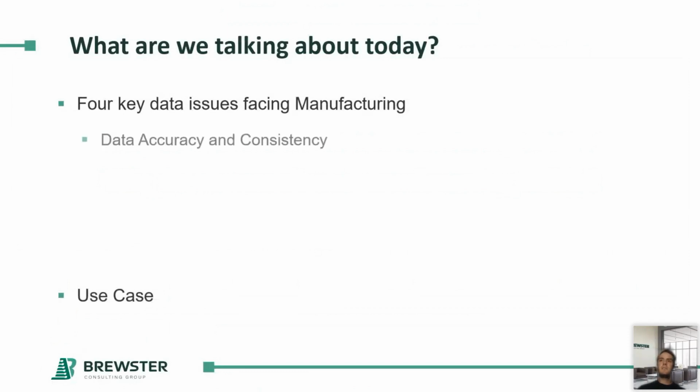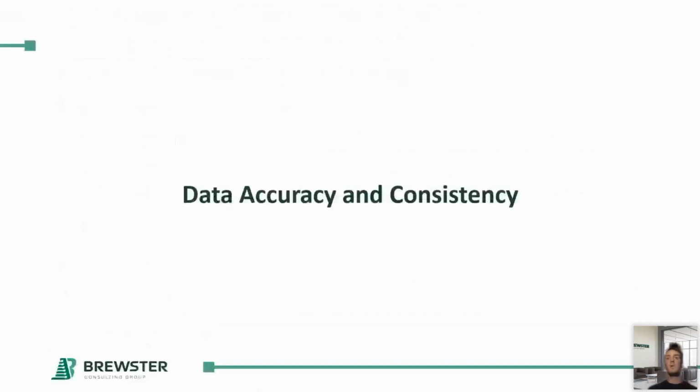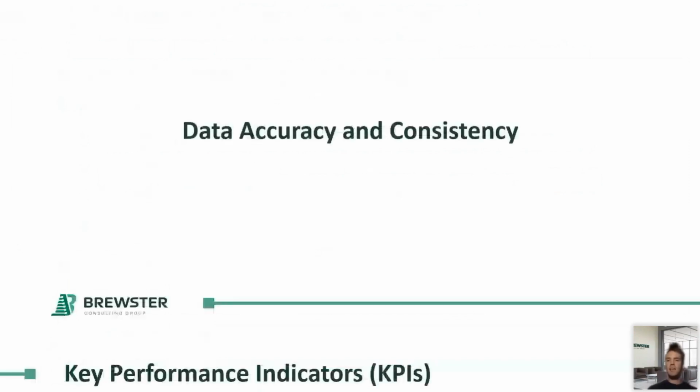The 4 key data issues that we're going to hit on today: number 1, data accuracy and consistency. Number 2, data silos. Number 3, historical data and reporting. And number 4, manual data processes. Those are the 4 key data issues facing manufacturing that we see most of the time whenever we're working with manufacturers. And then we're going to walk through that real life use case to hopefully put what we learned in practice. Okay. So first, starting with data accuracy and consistency.